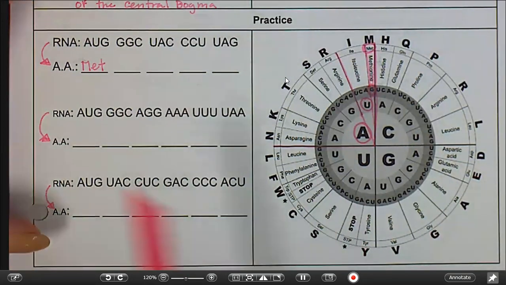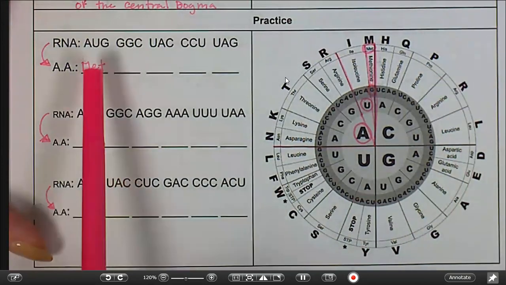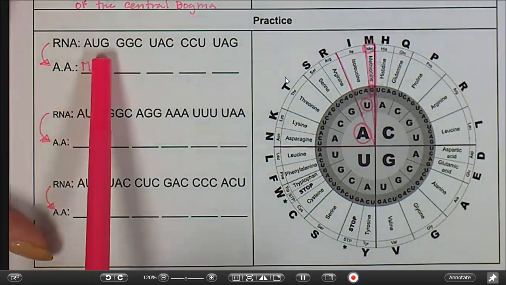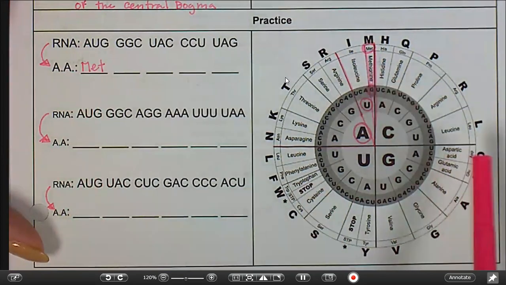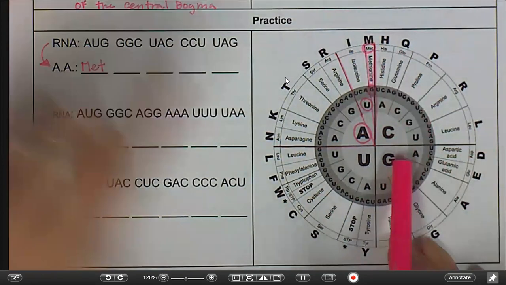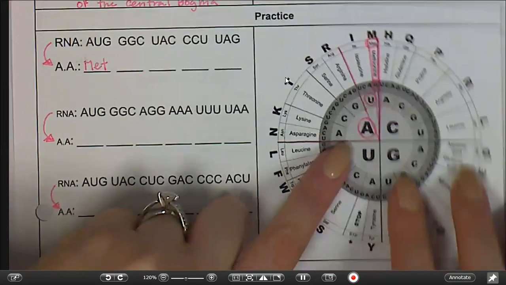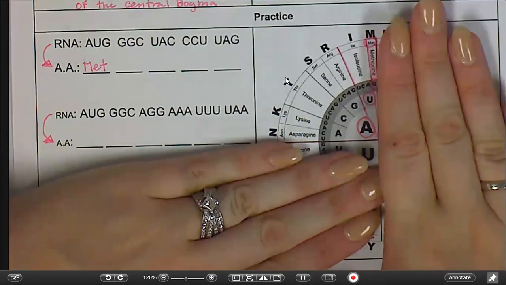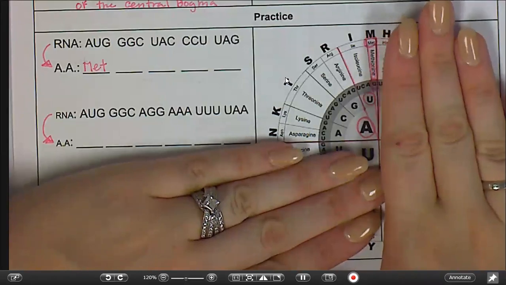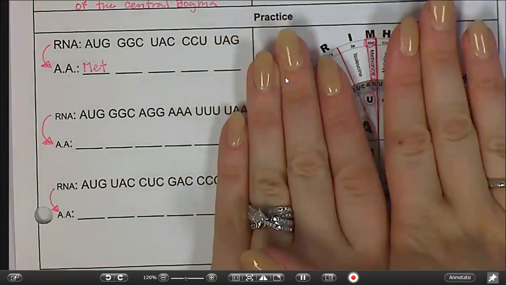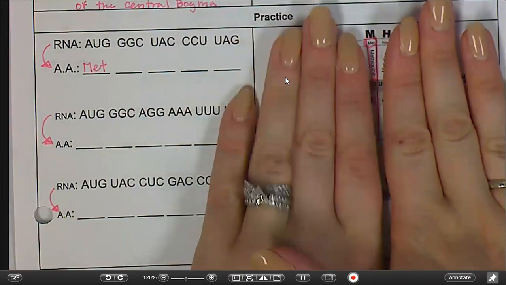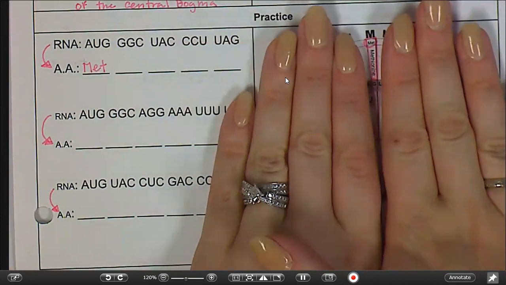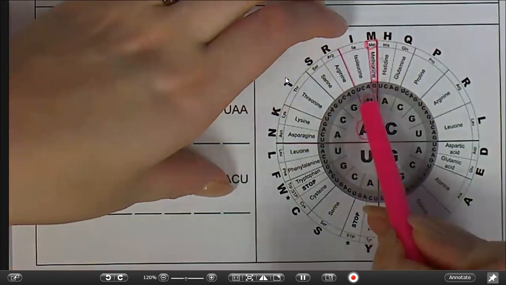So I've done the first one here, and I've kind of shown you how this circle works. So our first codon is AUG, and you're going to read the codons in the circle chart big to little. So our first letter is A, so I'm in this quadrant of the circle. My second letter is U, so then I go to this piece of the pie, and my third letter is G, so then I'm at this sliver or slice. So I go big, medium, little.